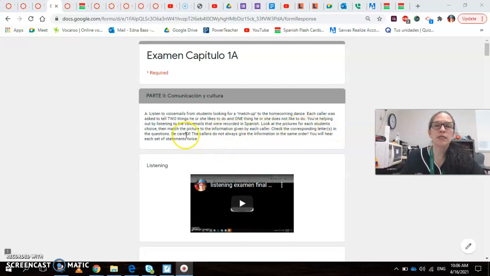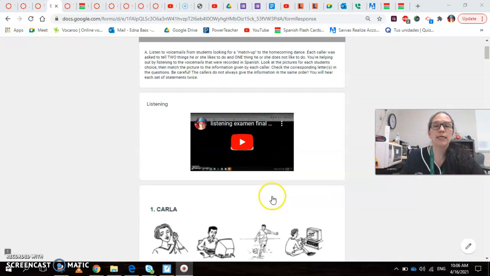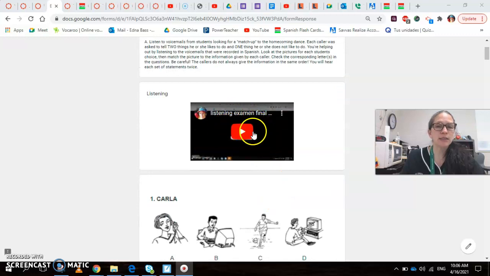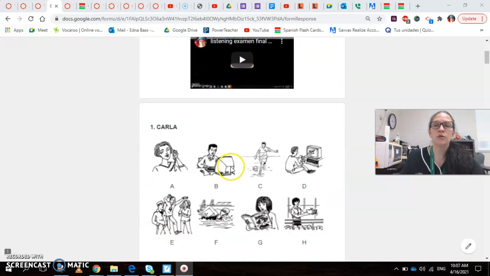Look at the pictures for each student's choice. Then match the picture to the information given by each caller. Check the corresponding letters in the questions. Be careful, the callers do not always give the information in the same order. You will hear each set of statements twice. So what I did here is your listening. You can play your listening and then you go and look.